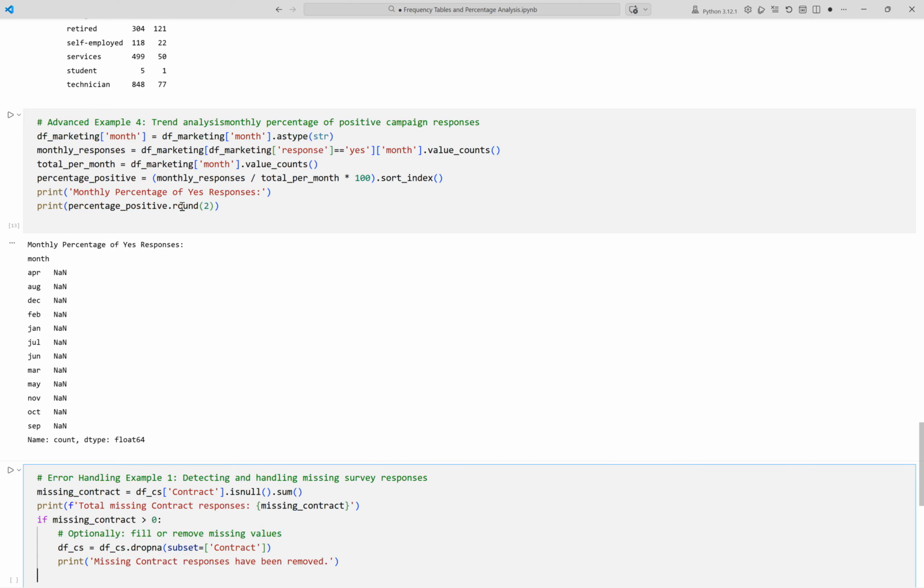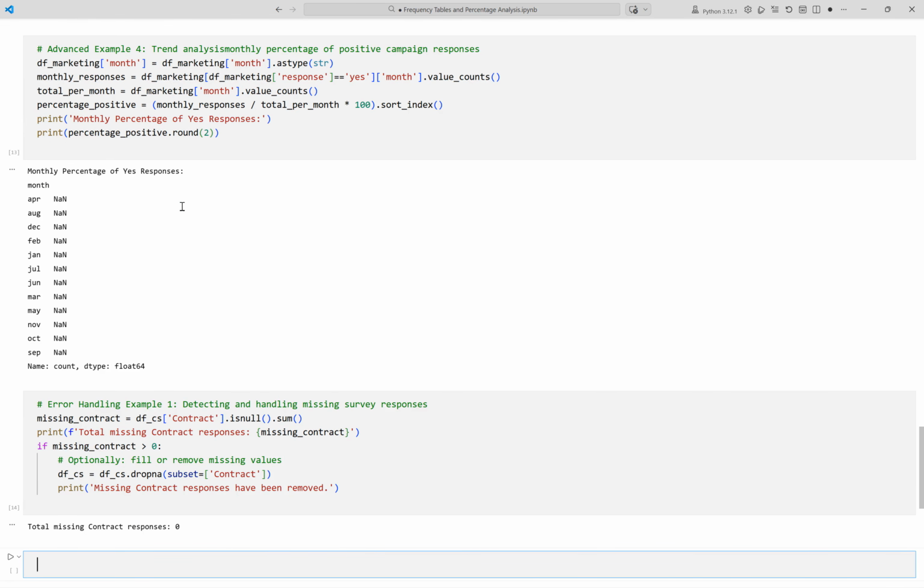Running the cell now. The output shows there are no missing values in the contract column, which means the survey data for this attribute is complete. This confirms that no rows need to be removed or filled, helping ensure accurate frequency analysis of contract types without unintended data loss. Noticing 0 missing responses is key for validating data quality before further processing.